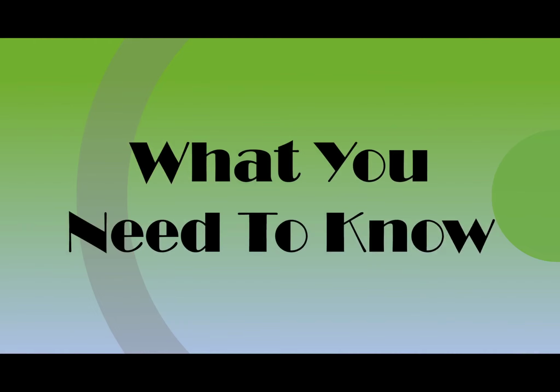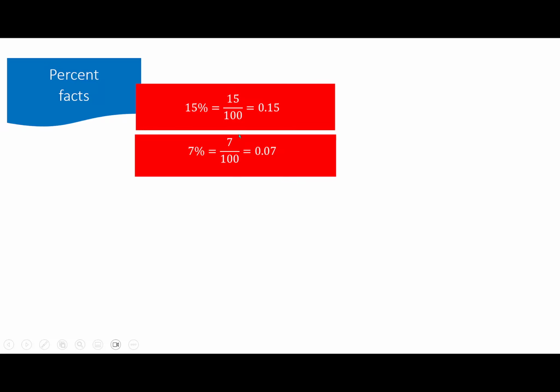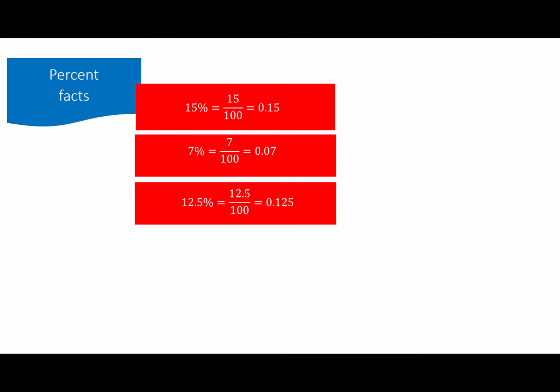Hello and welcome. Here is what you need to know before we get to the examples. Percent facts. When we say 15%, that means 15 over 100. That means 0.15. Now, 7% is 7 over 100. That's 0.07. Some students would put 0.7. If you put 0.7, that's 70%. 12.5%, that means 12.5 divided by 100, which means 0.125. The decimal point moved 2 positions to the left.